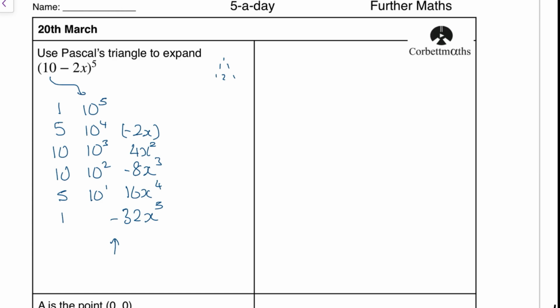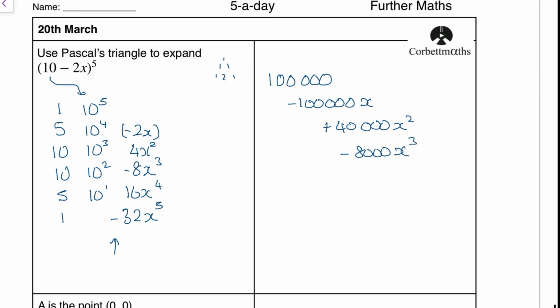Now I'm not going to be able to write this in one neat line, so I'm just going to write it out step by step. So 10 to the 5 is 100,000, is it? So it's 100,000 plus 5 times minus 2 is 10, so this is also 10 to the 5, so minus 100,000x, yeah, that's it. By the way, doing this in your head, bad idea, better idea to use a calculator. 10 times 10 cubed is 10 to the 4, which is 10,000, times 4 is 40,000, so that's going to be plus 40,000x squared, so these are going to be big numbers. And then 10 times 10 squared is 10 to the 3, which is 1,000, times minus 8 is minus 8,000x cubed.